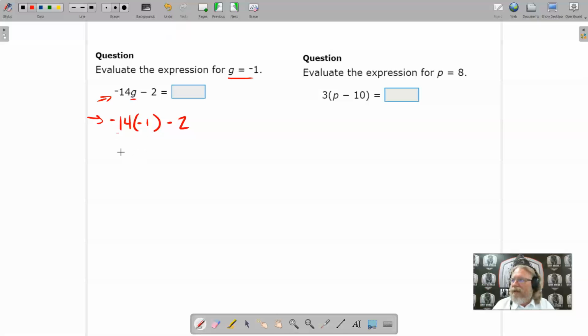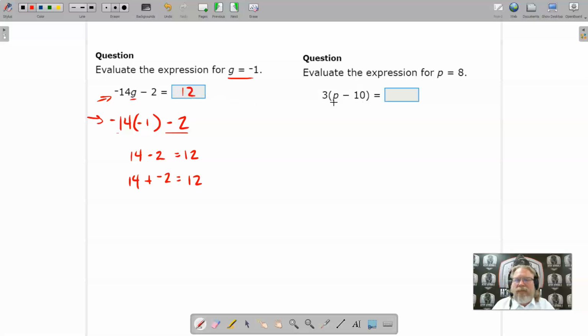Negative times negative is going to be a positive, and 14 times 1 is 14. Now let's bring down this -2, and 14 minus 2 is 12. If you really wanted to, you could say 14 plus -2. Same difference. We'd still get 12. So our answer here is 12.